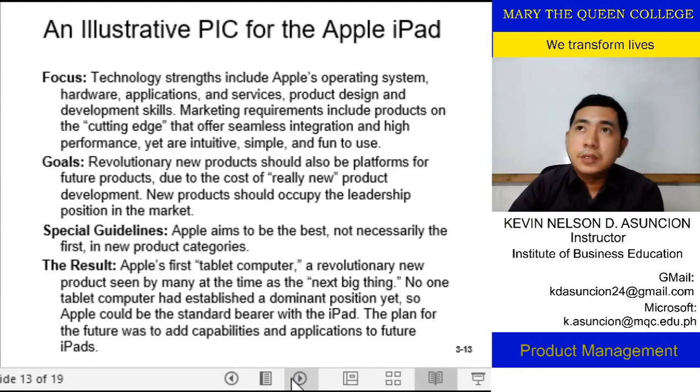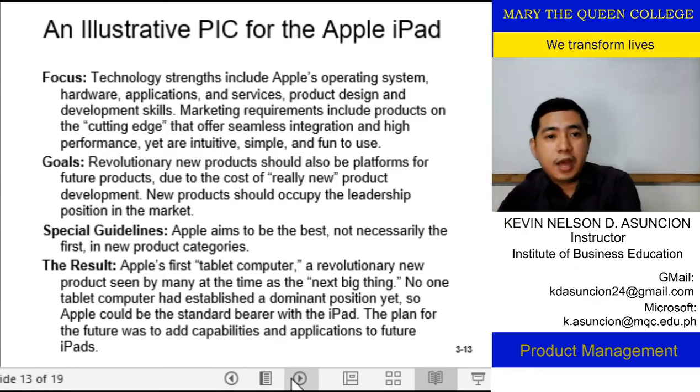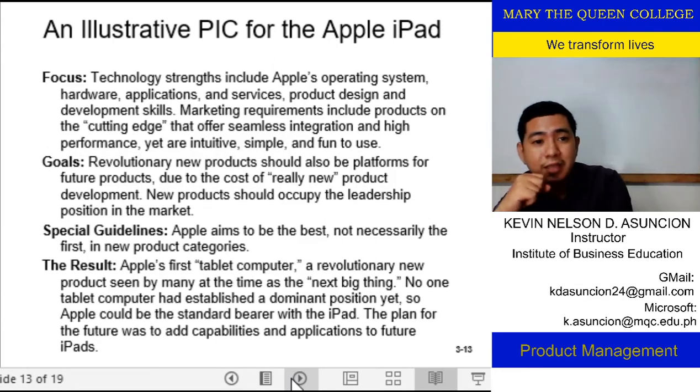This is the background of Apple, you might not know. Apple iPod. So their focus is technology strengths, which include Apple's operating system, hardware, applications, and software services, product design and development skills, and marketing requirements include products at the cutting edge. So that's their focus. So the goals is a revolutionary product. New products should also be a platform for future products due to the cost of really new product development. New products should occupy the leadership position in the market. So their goal is always to be at the top of it. Kaya nga, according to that focus, they want to be that cutting edge.